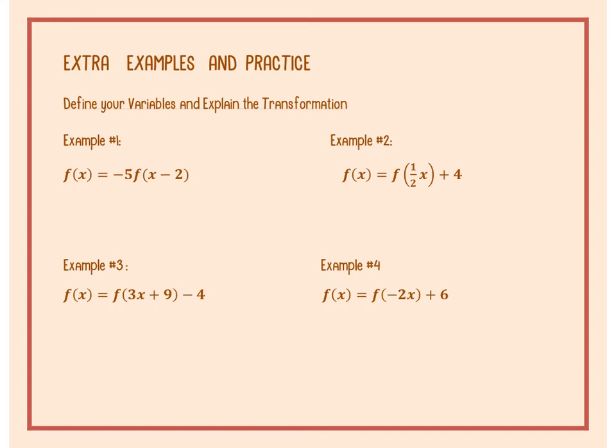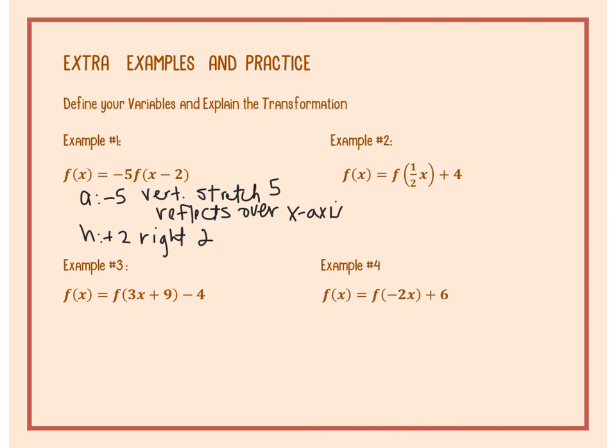So for example number 1, what is my a value? Negative 5. What does a negative 5 do? It causes a vertical stretch of 5. Remember that for stretch and compression, we are only looking at the positive value. So what's the purpose of the negative? The negative causes a reflection over the x-axis. What variable is this? Well, it's inside the parentheses, so this is an h value. And we always change the sign on the h, so this is making the graph go to the right 2.